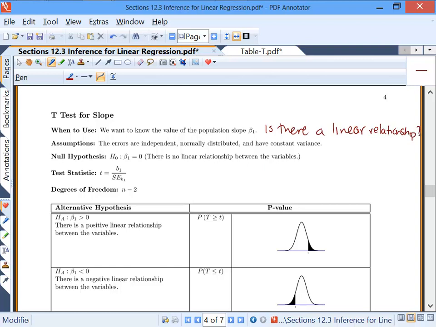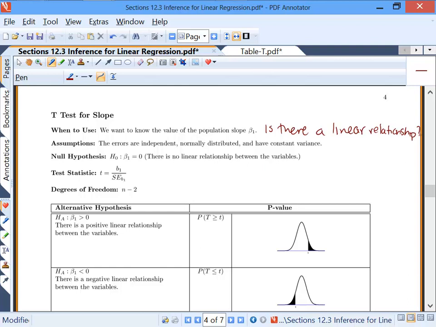So anytime you want to know is there a linear relationship or you want to know what your slope is, you can come use this t-test for the slope. Now there are some assumptions to use this test. They're not assumptions that we're checking here, but again, if you want to take that 5100 class for linear regression, you would spend a lot of time on this. The assumptions are that the errors are independent, that they are normally distributed, and that they have constant variance.